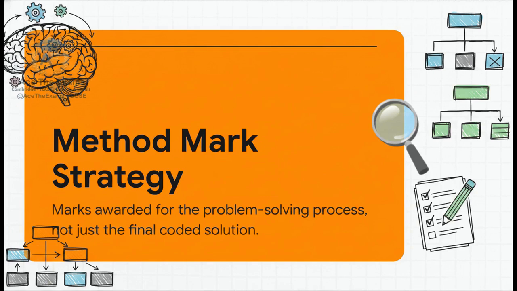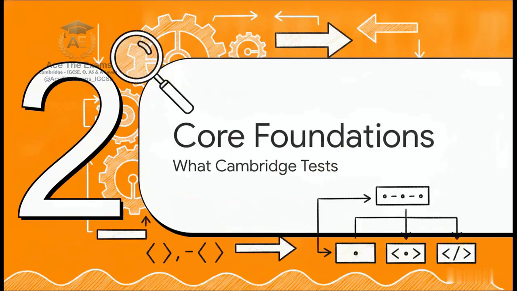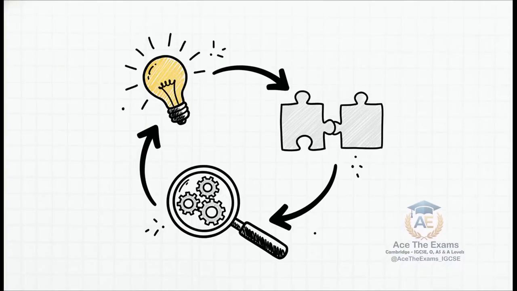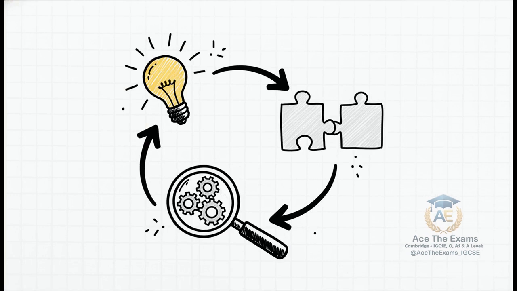Okay, so remember, capturing these method marks is how you guarantee a baseline of points, even on the hardest, most complex pseudocode questions. Moving right along to Section 2, Core Theoretical Foundations. Let's look at what Cambridge is actually testing when they hand you that paper. To really leverage that method mark strategy we just talked about, you have to understand the specific assessment objectives the examiner is holding in their hand while grading your paper.